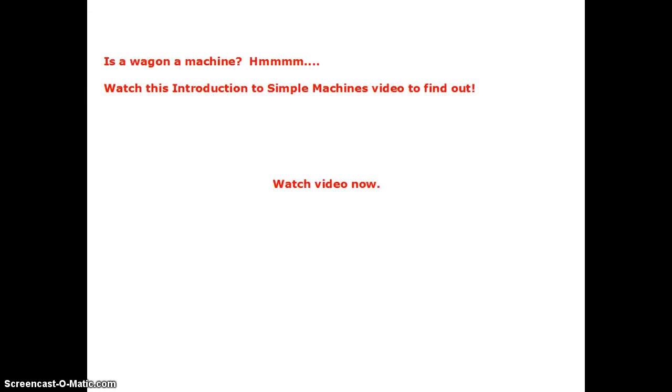All right, so what we're going to do is look at a wagon. Is it a simple machine? We're going to look at a quick introduction to simple machines and find out.